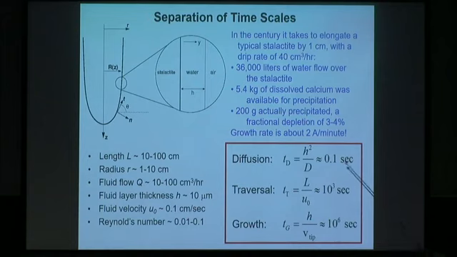Now the time it takes for carbon dioxide to diffuse out of this thin layer of thickness H is something like 1/10 of a second, but the time it takes for a parcel of fluid to go down the entire length of the stalactite is about 1,000 seconds. And the time it takes to grow is something like 1,000,000 seconds, order 1. And so there's a huge separation of timescales, which makes the analysis much simpler.